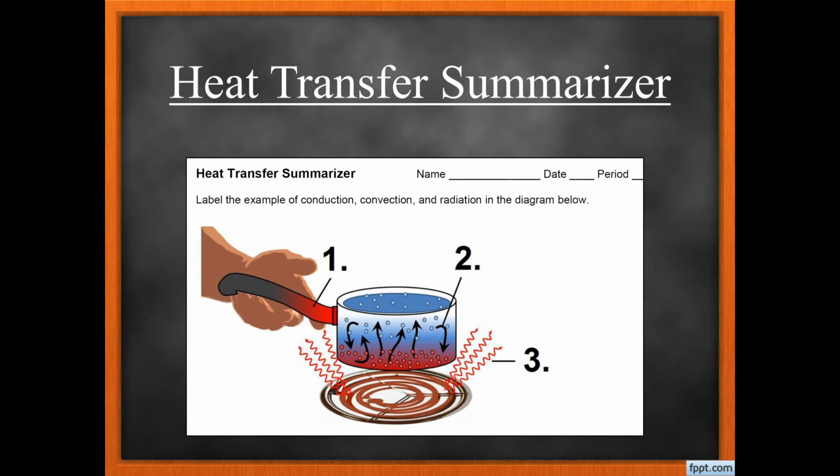Alright, so what is number one? Conduction. What is number two? Convection. And what is number three? Radiation. So, again, I tell y'all that everything around room temperature is glowing at infrared.